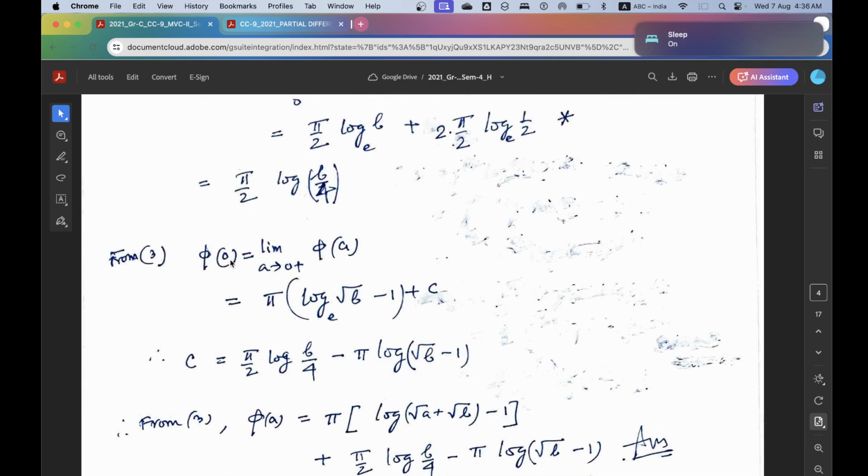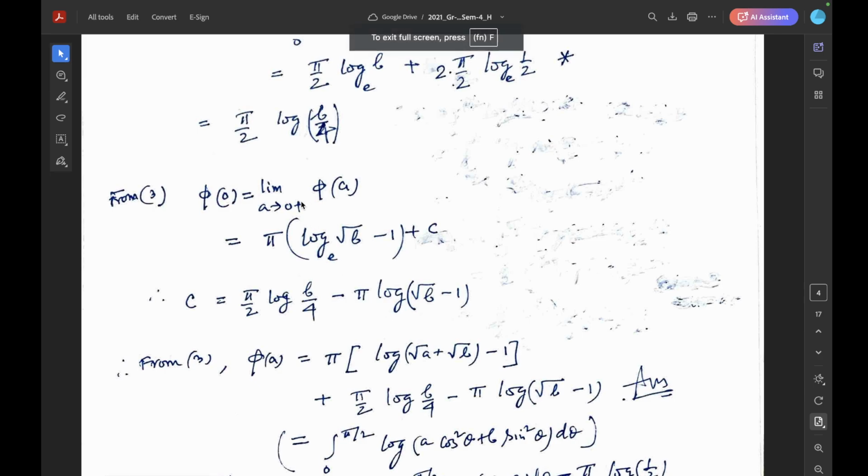And from 3, phi 0 is equal to limit a tends to 0 plus phi of a.